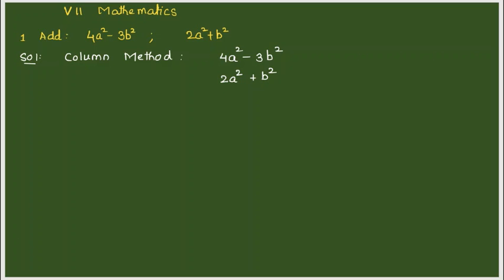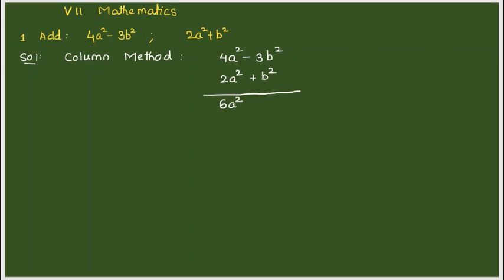So now after writing the like terms one below the other, we are going to add them just by adding the coefficients of like terms. So here a square. So what is the coefficient of a square here? Numeral coefficient 4. What is the numeral coefficient in 2a square? 2. Just we need to add plus 4 and plus 2. Plus 4 and plus 2 is plus 6. A square we write common as it is.